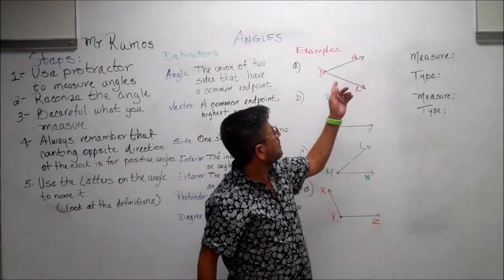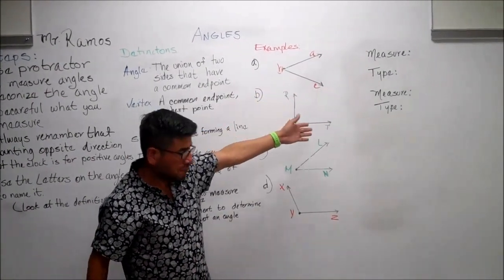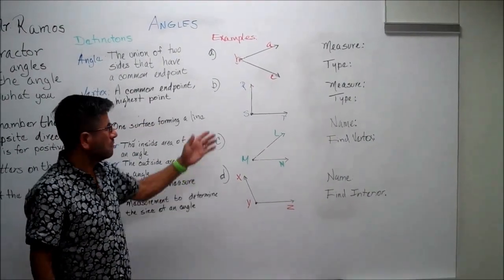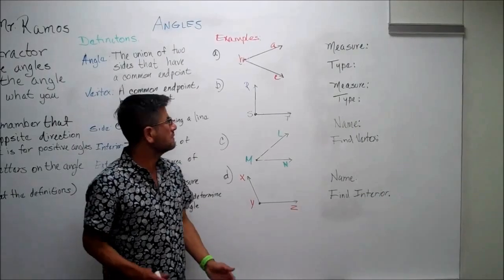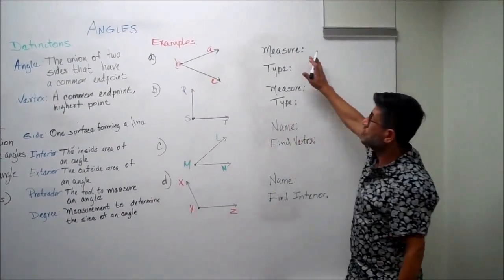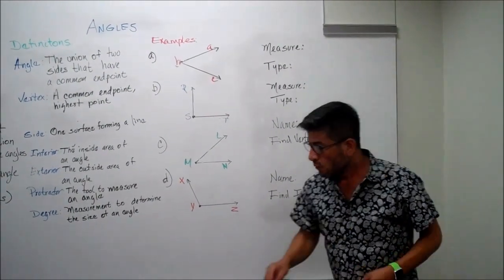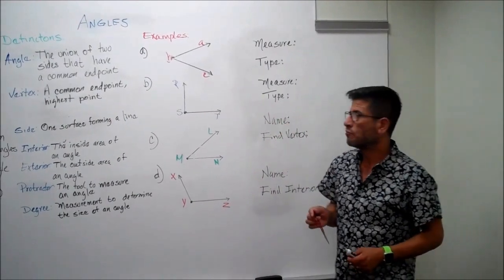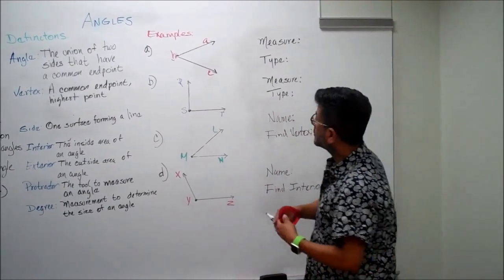Now, what I have for you here is some examples. All right, now we're going to do some examples that I have written down already here on the board for you guys. Now, let's go with the first one. A is asking us to measure the angle. What do we use to measure an angle? We use our tool, which is a protractor. This is the way you set it up.